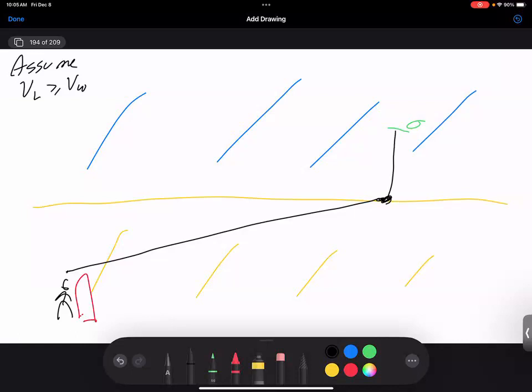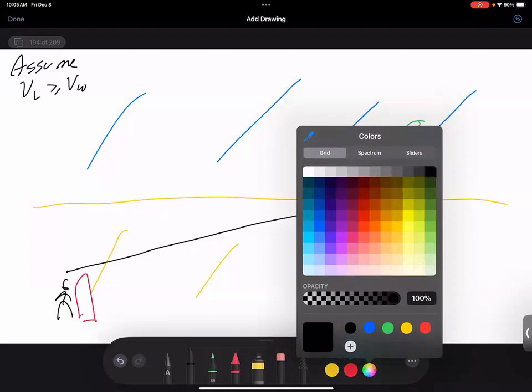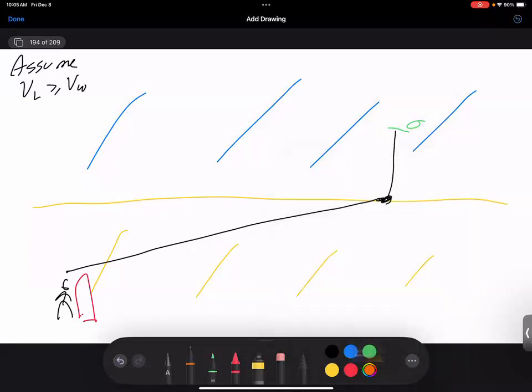It may not be a good idea to do that, because if I keep things like V_L and V_W, when I look at equations, I can see what these quantities represent. If I set something equal to 1, I lose some of that intuition. All right, so here's one path. What's another path, which could be a really bad path? Go straight into the water and then swim, and that will actually maximize your time in the water.